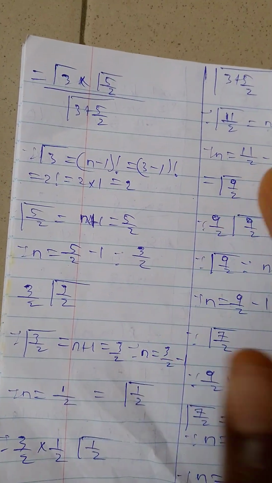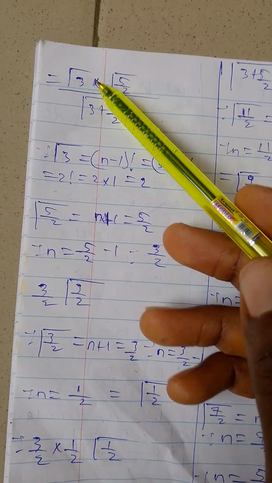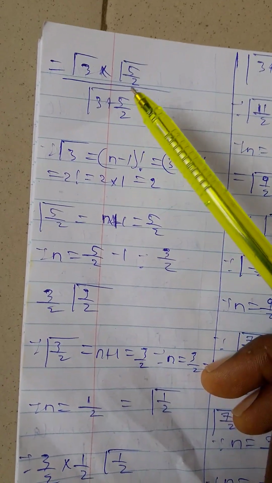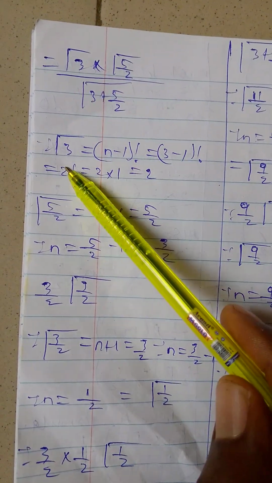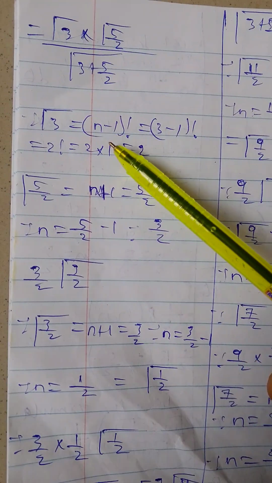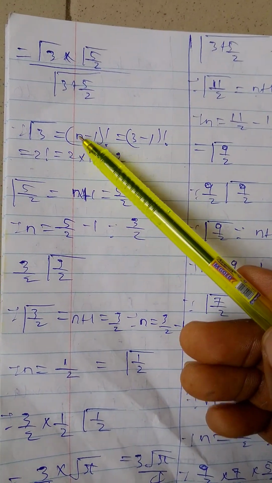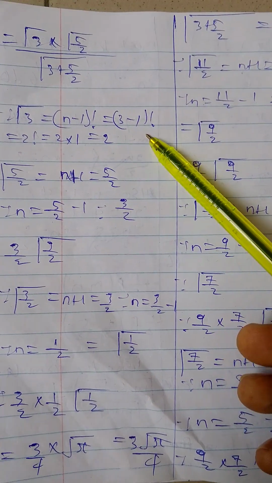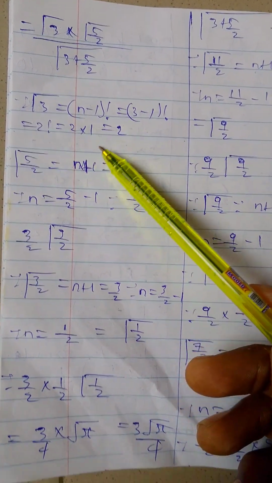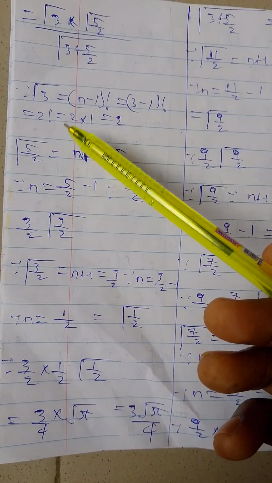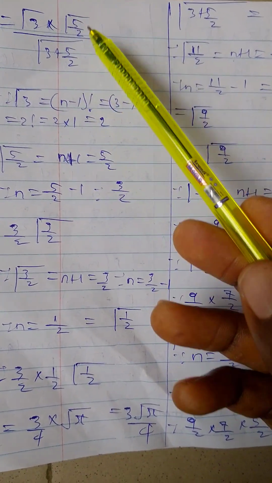Firstly, to solve this, you know that we have to find the gamma function of each of these. So therefore, gamma function for 3: the gamma function of a whole number is in the form of n minus 1 factorial, where n is 3. That becomes 3 minus 1 factorial. So 2 factorial is 2 times 1, which is 2.